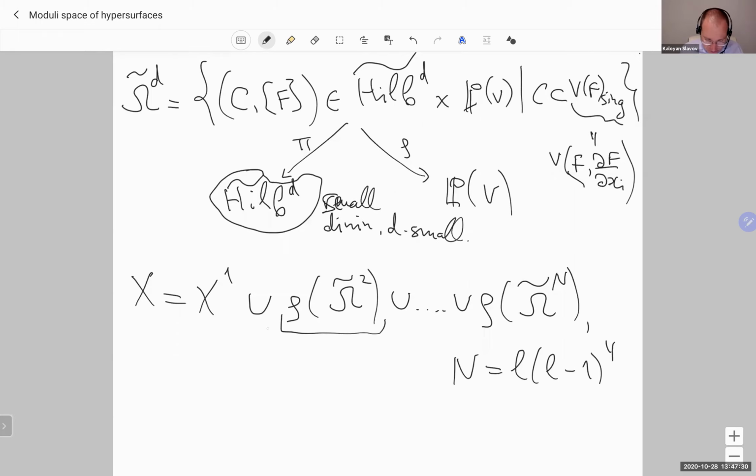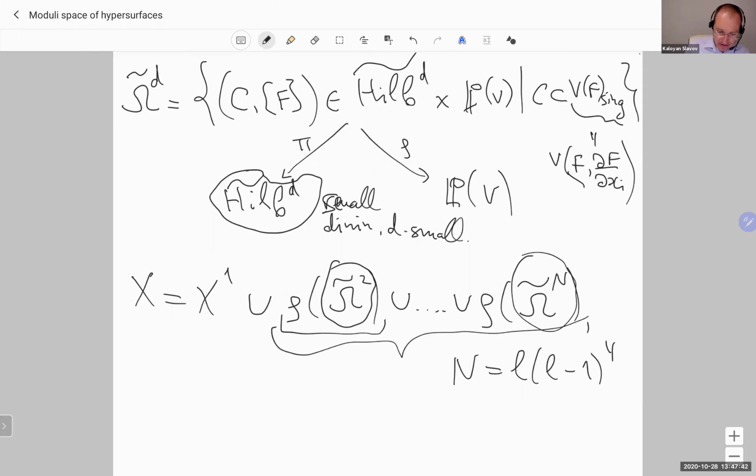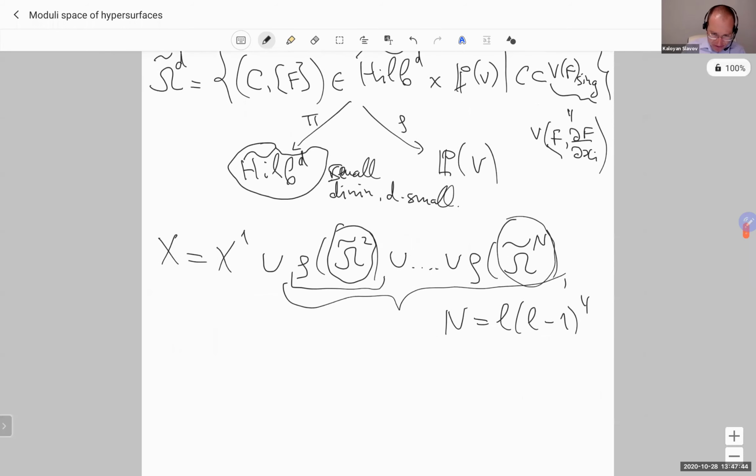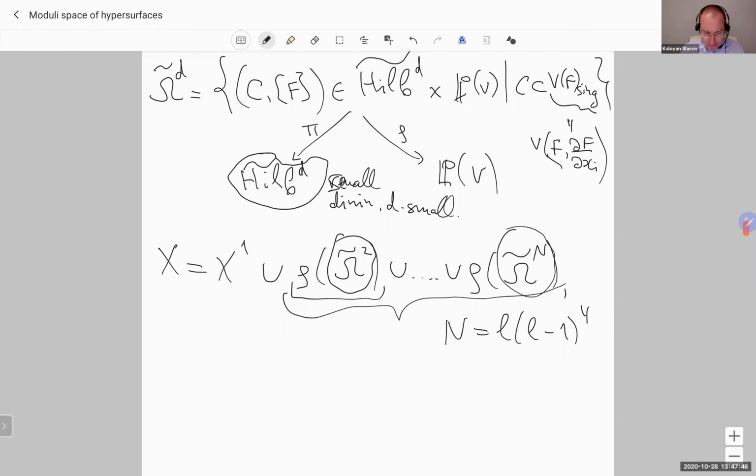And our goal, it would be great if we bound these dimensions. That's why we're interested in bounding the dimensions of the incidence correspondences. Now, let's see what happens here. How do we give a bound? We look at the first projection, pi. Theorem by Eisenbud-Harris.